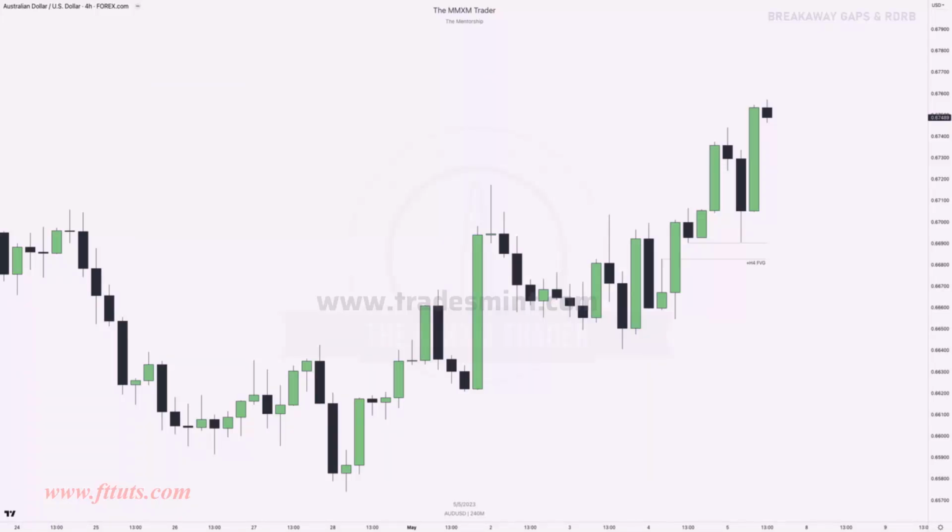We've got an Australian dollar, US dollar 4-hour chart. And now take a look at this piece of price action, and can you spot that redelivered, rebalanced PD array?